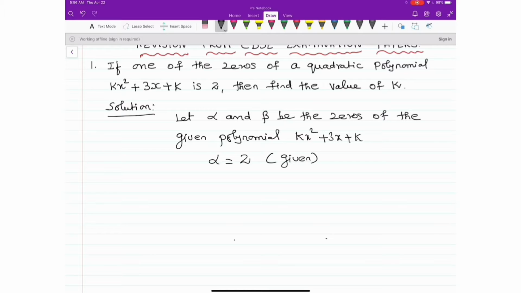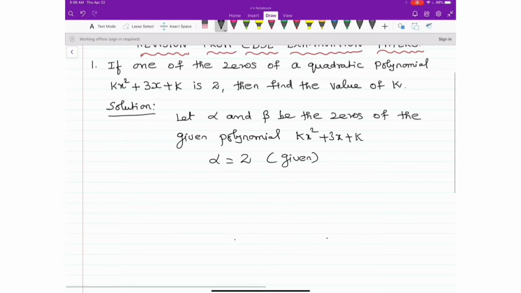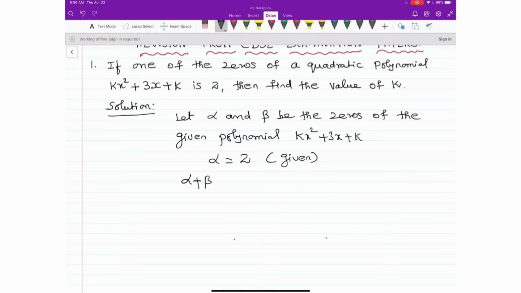You know the sum of the zeros, alpha plus beta, is equal to minus b by a. That is minus, b is nothing but the coefficient of x. Here the coefficient of x is 3 and a is the coefficient of x square, which is nothing but k. So I can write over here minus 3 by k. Let me name this as 1.